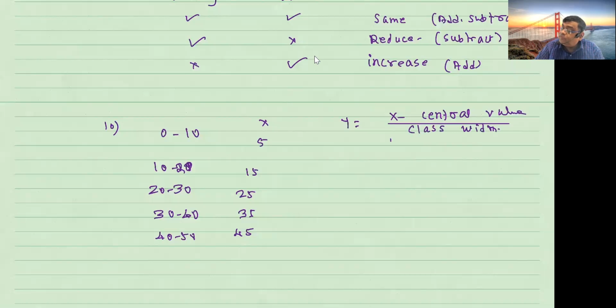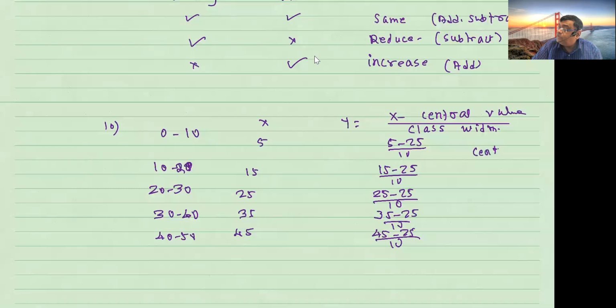That means here this is 5 minus 25 over 10. This is 15 minus 25 over 10. 25 minus 25 over 10. 35 minus 25 over 10. And 45 minus 25 over 10. ये जो सेंट्रल वैल्यू को हमने सब्ट्रैक्ट किया है, that central value is known as assumed mean or arbitrary mean.